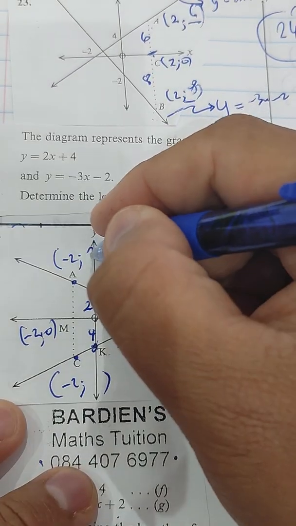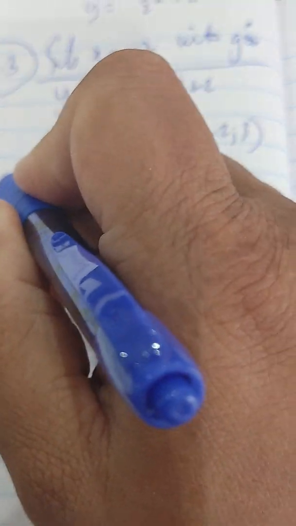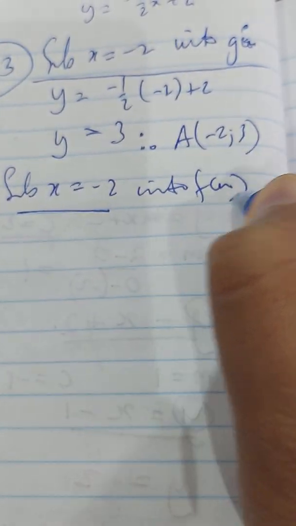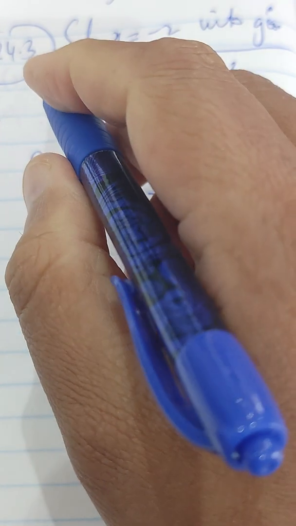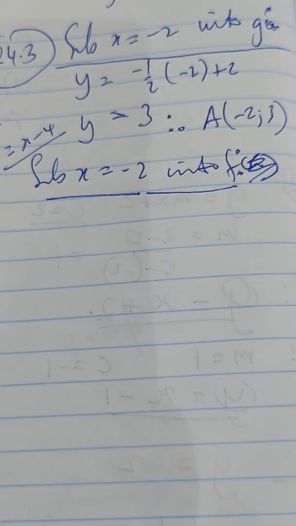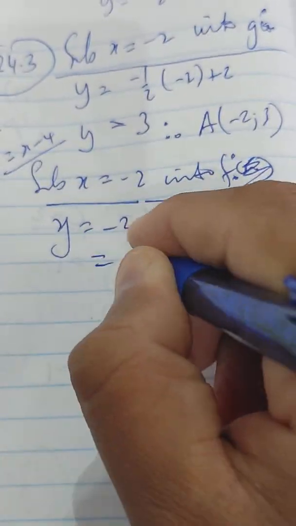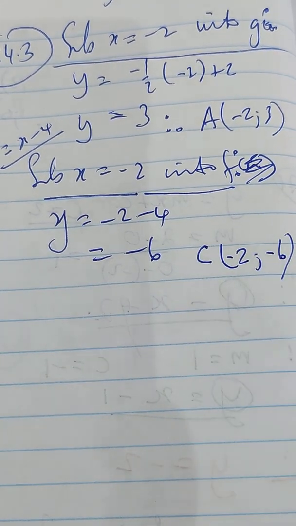Let's just put this on the diagram. Negative 2 and 3. So this length here would be 3. The diagram is going to become messy now. Then you substitute x equal to negative 2 into f. What's the equation of f? y equals x minus 4. So y is equal to negative 2 minus 4, which is negative 6. So the coordinates of C is negative 2 and negative 6.